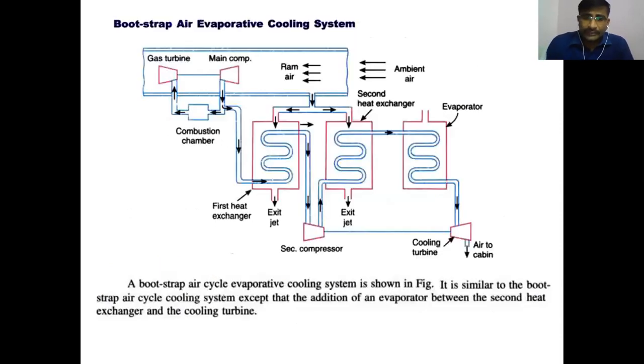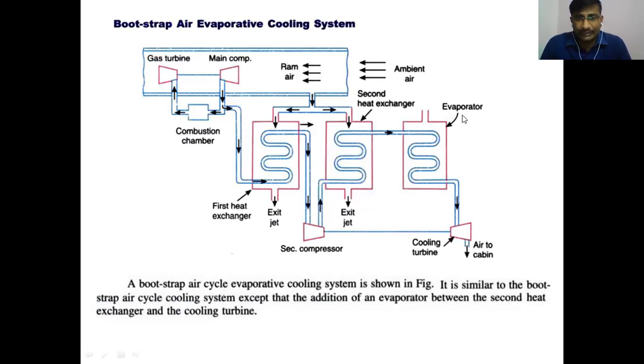Here, students, let us go for the second type of system, the bootstrap air evaporative cooling system. With a small modification to the bootstrap system, we will get the bootstrap air evaporative cooling system. As we studied earlier, between the simple air cooling system and the simple air evaporative cooling system, the only difference is the evaporator. Similarly, here also, between the bootstrap system and the bootstrap air evaporative cooling system, the only extra device is the evaporator.